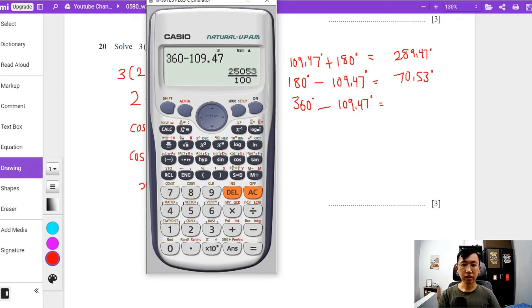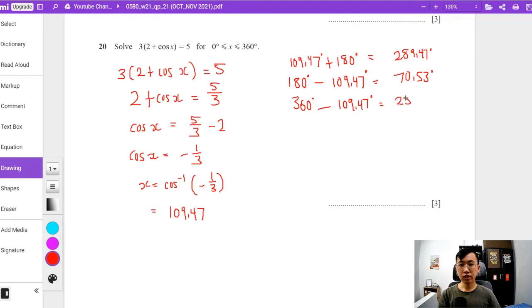Okay, what is this? 250.53. Alright, now this one is a technique. Alright, I have new angles formed. Now you are going to substitute each of these angle, right, into here. So cosine each of these, 289.47. Do we get this or not? If you are getting this negative 1 over 3, then that will be the answer.